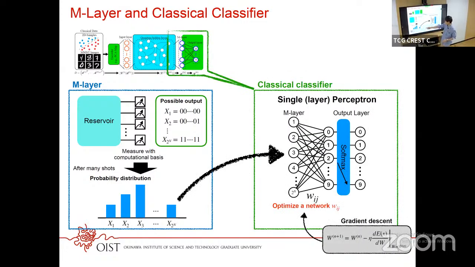We input this distribution into the classifier. And in our model, we want to use the simplest classical classifier. That's why we use a single layer perceptron. So it has an input layer for the classical classifier, the single perceptron model, and we have an output, and one neural network. And we optimize this part only using gradient descent.